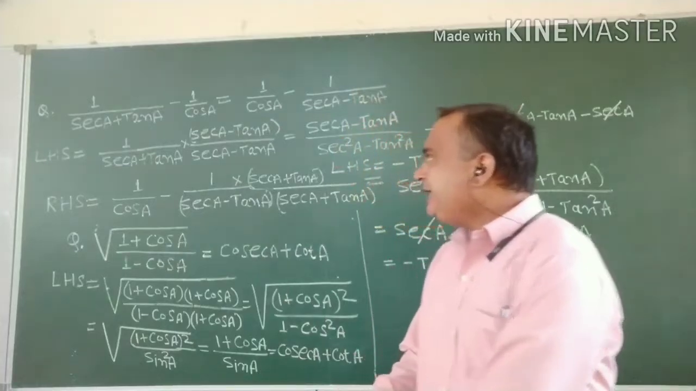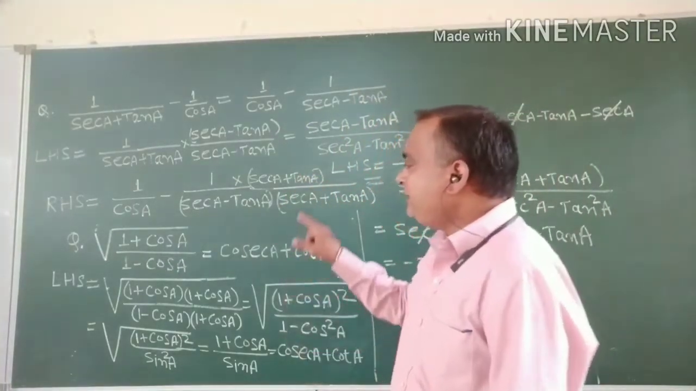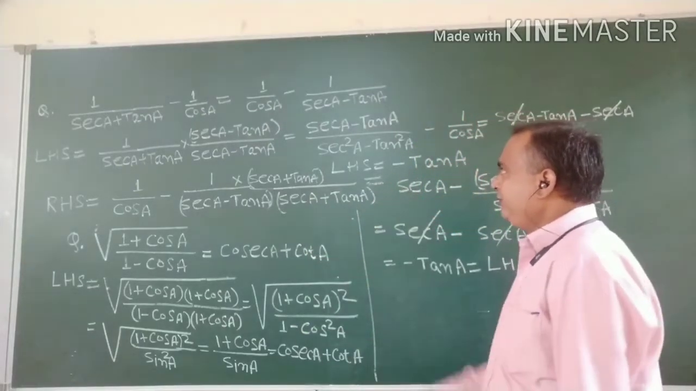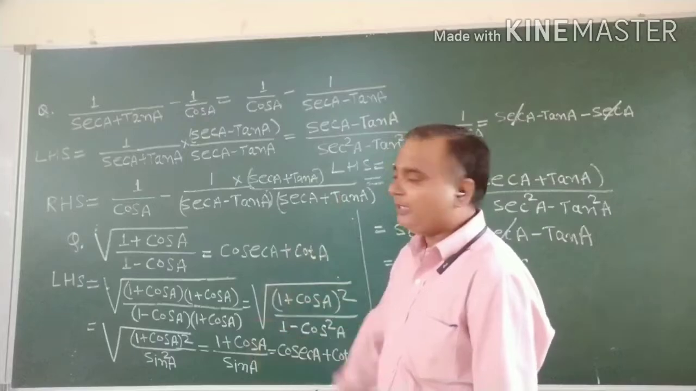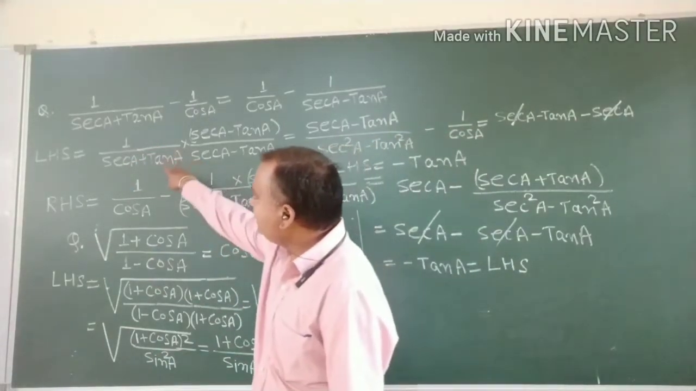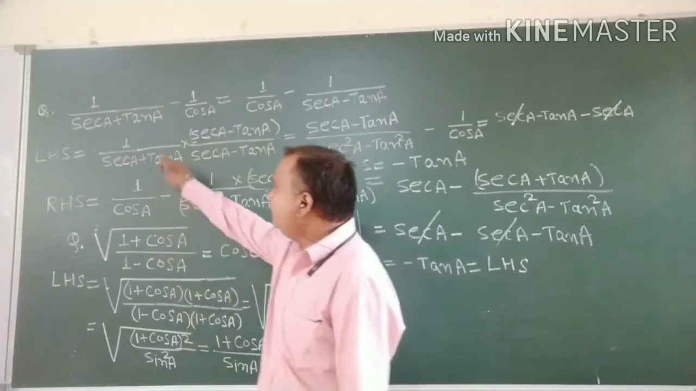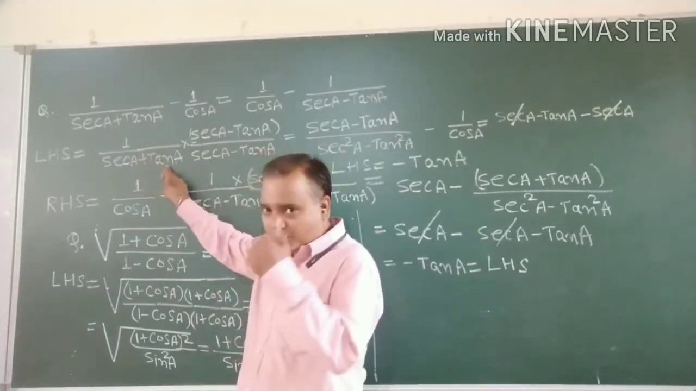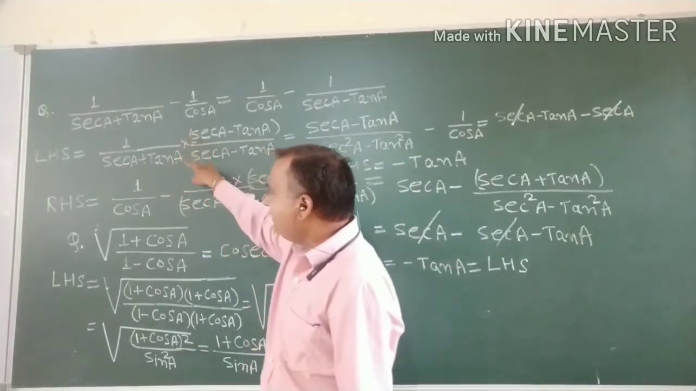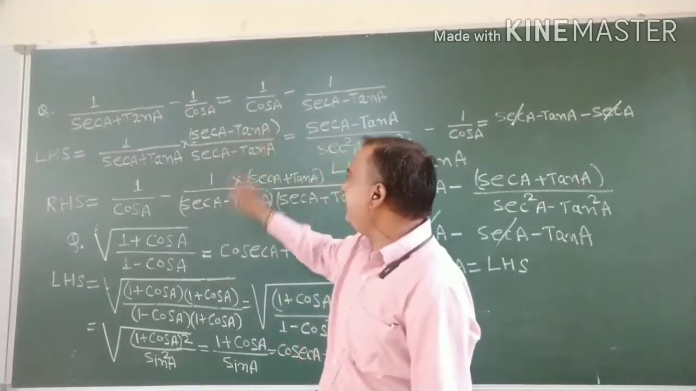Now the next question is 1 upon sec a plus tan a minus 1 upon cos a equal to, prove that 1 upon cos a minus 1 upon sec a minus tan a. So first we take the left hand side, that is 1 upon sec a plus tan a minus 1 upon cos a. Now 1 upon sec a plus tan a. So here we rationalize the denominator. Means the numerator and denominator should be multiplied by sec a minus tan a.